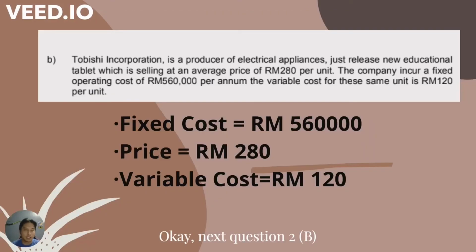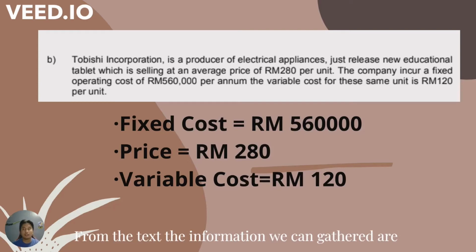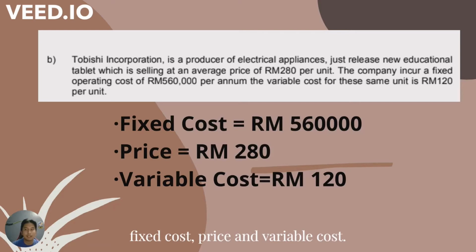Okay, next question 2B. Tobishi Incorporation is a producer of electrical appliances. It just released a new educational tablet which is selling at an average price of 230 ringgit per unit. The company incurs a fixed operation cost of 560,000 ringgit per annum. The variable cost for each unit is 120 ringgit. From the text, the information we can gather are the fixed cost, price and variable cost.